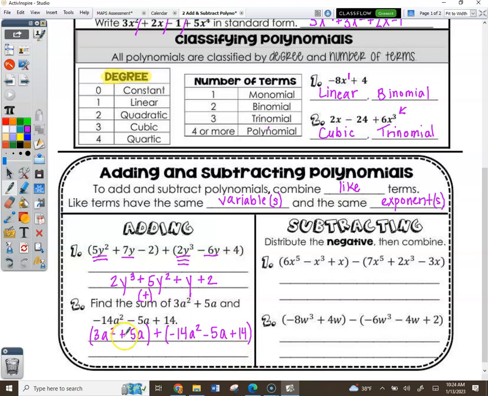Okay, you have like terms with the a squared, so 3 minus 14 is negative 11. Yeah, negative 11 a squared. What happens with the 5a? This one's positive, this one's negative, so they end up canceling out. And then there's no like term for the 14, so it tags along for the ride.